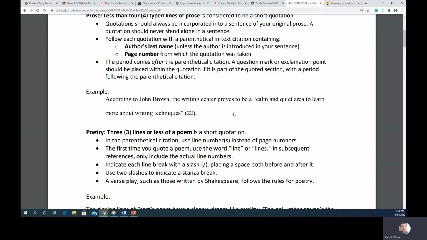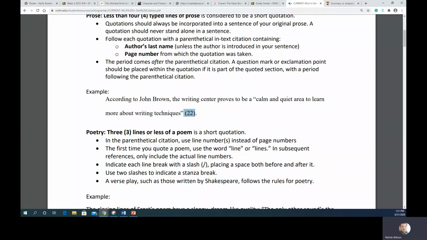But you want to be careful and you want to switch that up a little bit, right? You don't want to always have the author says or the character claims. You want to do a little bit of that with a little bit of this. Notice too, I have the open quotations and I have the closed quotation marks. Notice how the period is on the outside of your actual citation of the page.